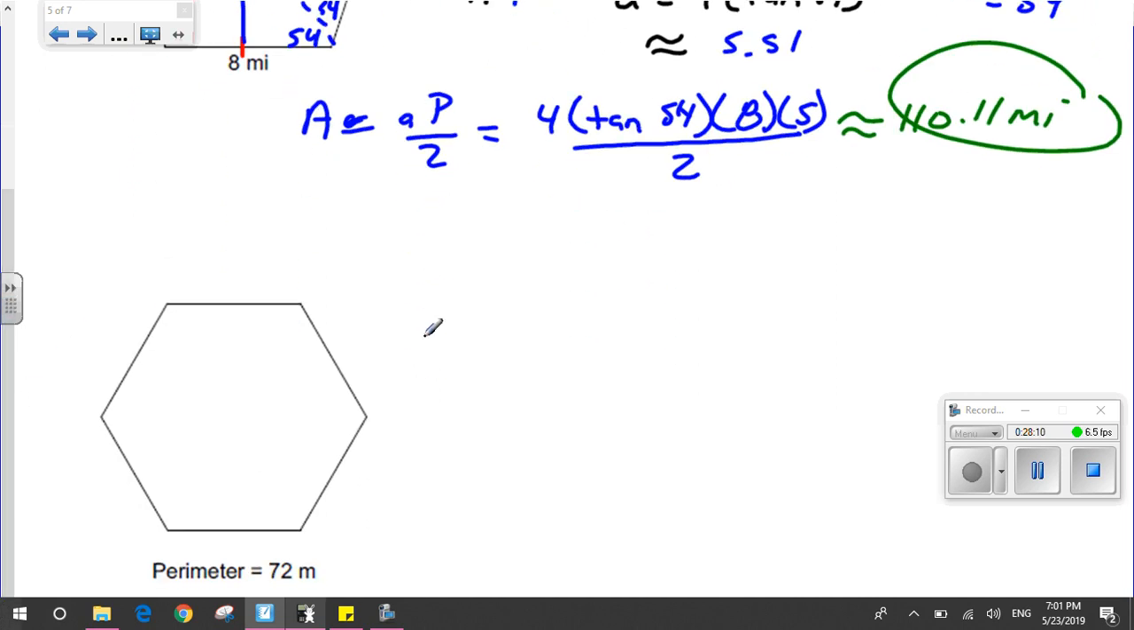Now find the area of this figure using similar methodology to what I just did.